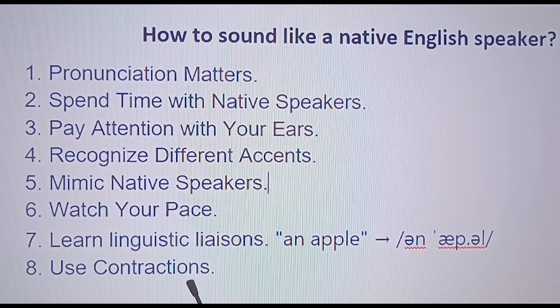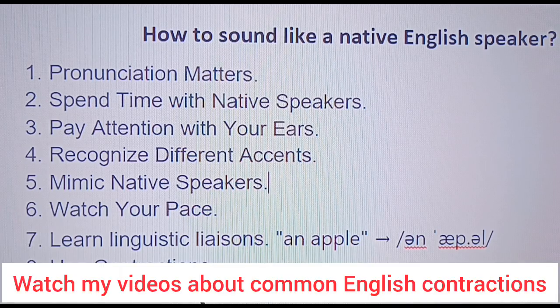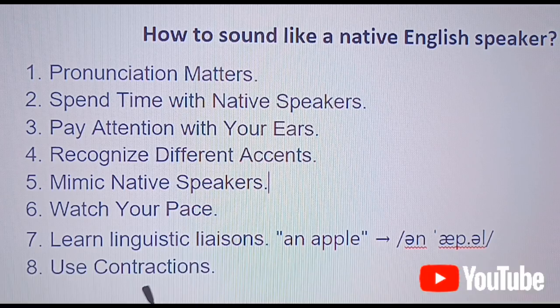And there are common contractions in English, and I strongly, in fact, encourage you to learn and study about the major or common contractions in English, about which I have three other video clips.